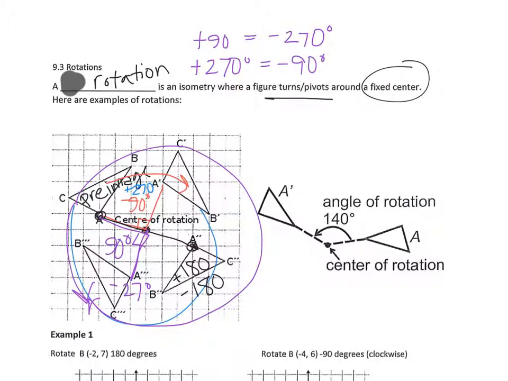So when you rotate something, you have what's called a center of rotation. The center of rotation is going to be equidistant to the point, and then you have your angle. So your angle can be positive or it can be negative.